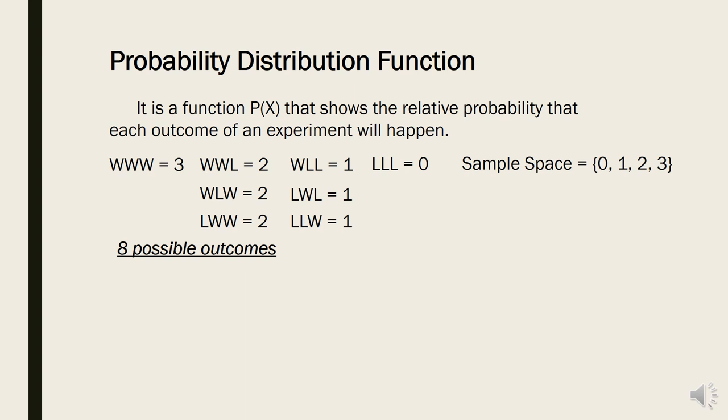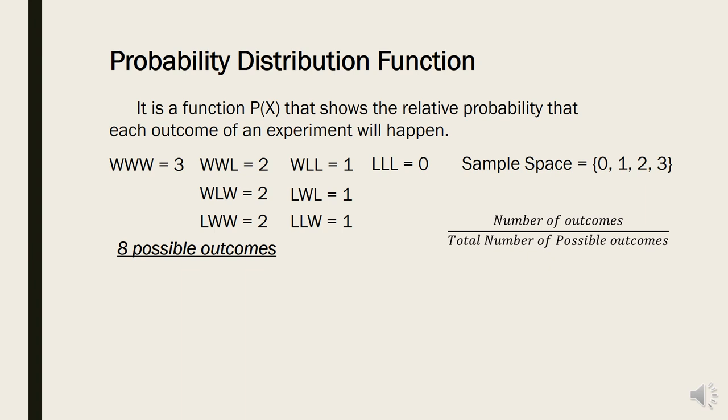Since we already identified the numerical value assigned to the elements of our sample space, since there are 8 possible outcomes, let us now create the probability distribution function. Always remember that it is the number of outcomes over the total number of possible outcomes. We will use this formula.